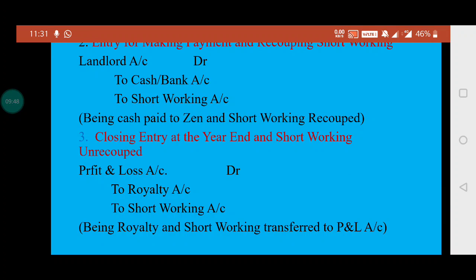These are the journal entries in the books of lessee.